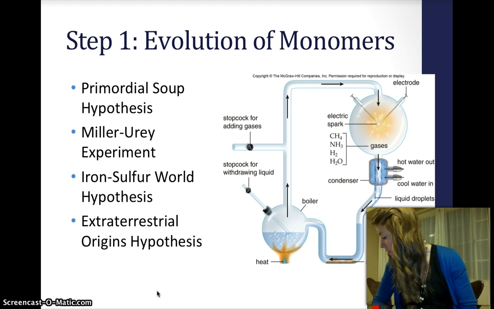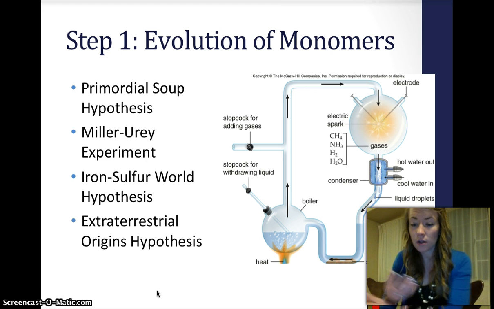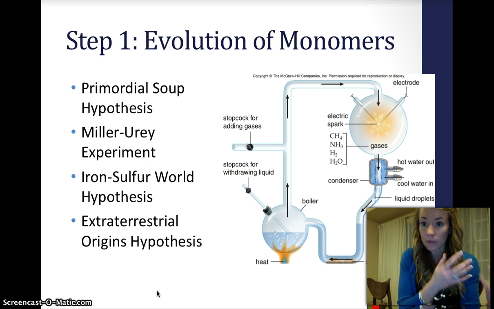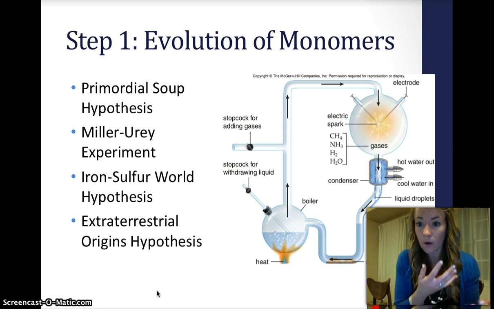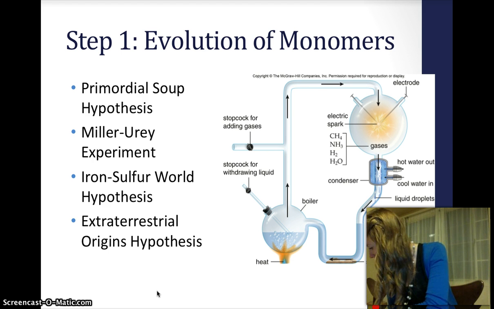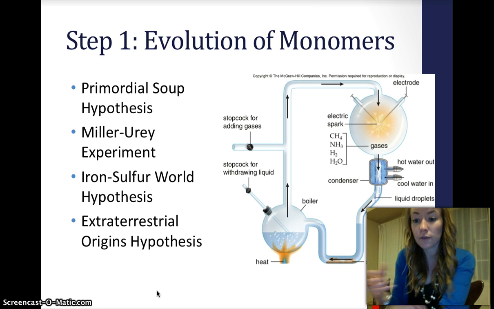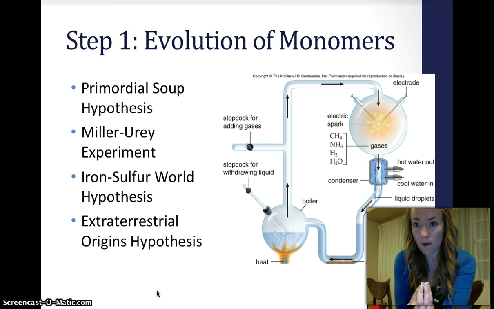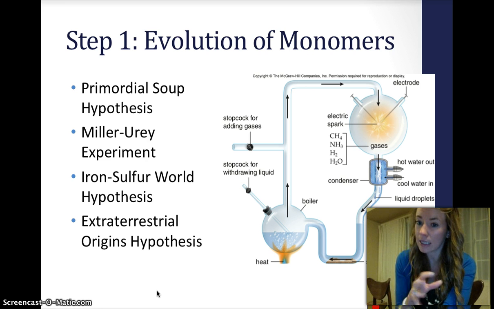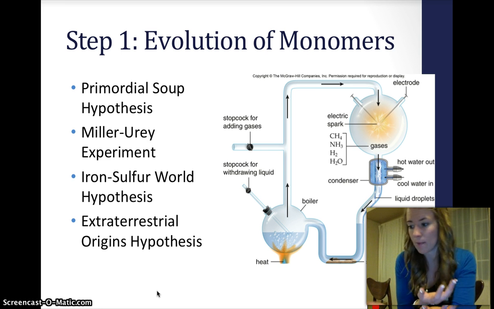So the iron and the sulfur acted as catalysts, and they took all these chemicals that were leaving the thermal vents, all those chemicals that we just talked about in the Miller-Urey experiment, and they acted as the catalysts for the organic monomers to be formed. So rather than heat energy from lightning, it was these catalysts that allowed it to happen.